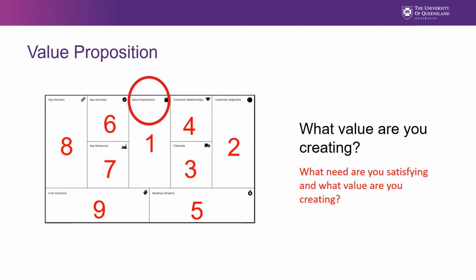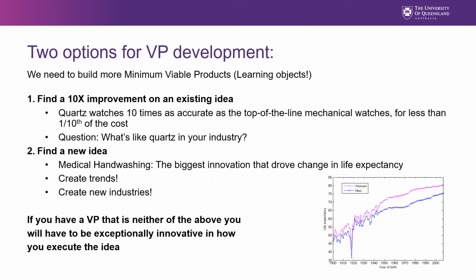So it is important to ask, what value are you actually creating? This is the first thing you need to assess. What need are you satisfying and what is the value you are creating? You need to test and understand whether your value proposition is actually going to work. So to do that, we need to build more minimal viable products, MVPs, or learning objects.